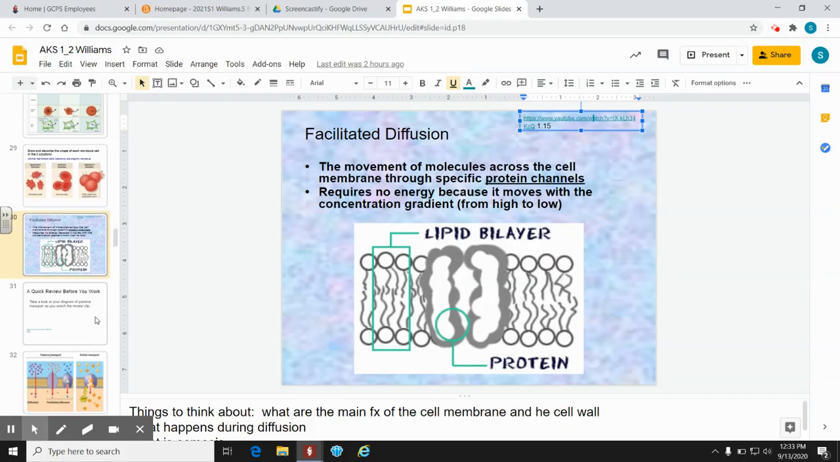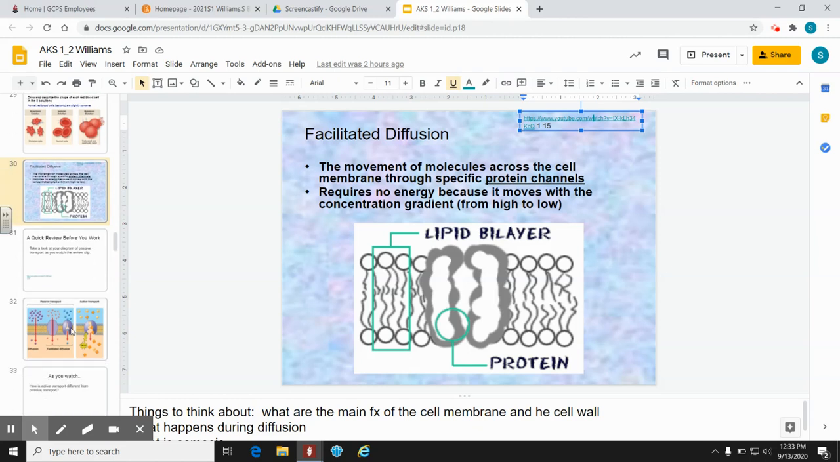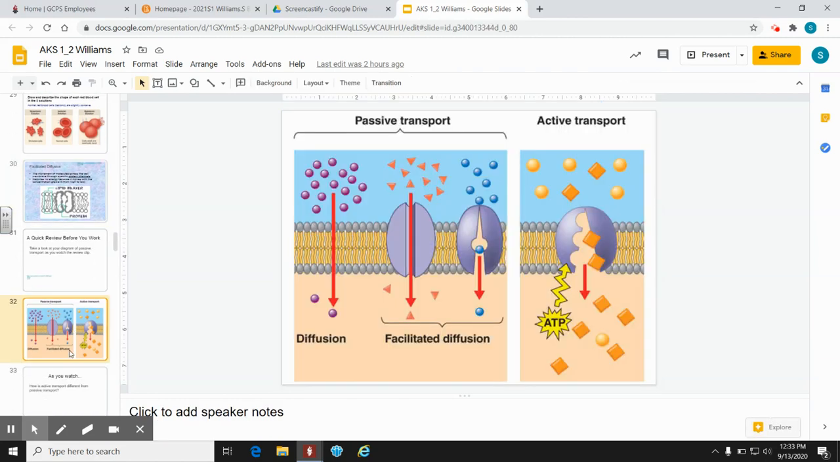Okay, so that is the end of passive transport. So we still have to talk about active transport. So active transport, take a look at this. You have this picture in your notes. So let's compare really quickly before we even get started. So notice here that we have the high concentration to the low concentration, right? So no energy is required.